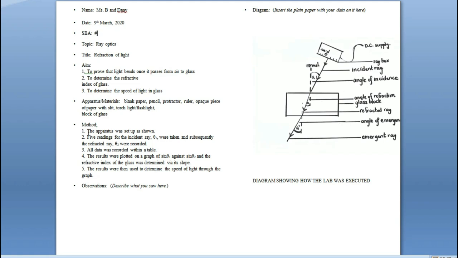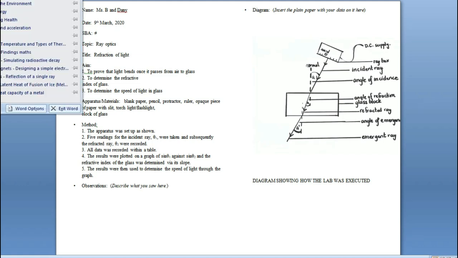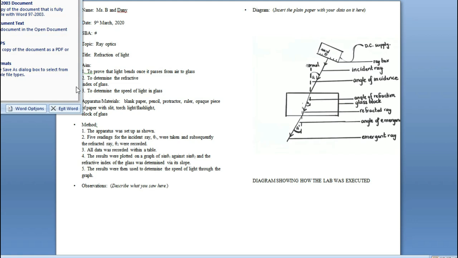Now, the method, you should write it in past tense. It says the apparatus was set up as shown. So I'm just gonna save this as something else, so I don't have to undo everything.